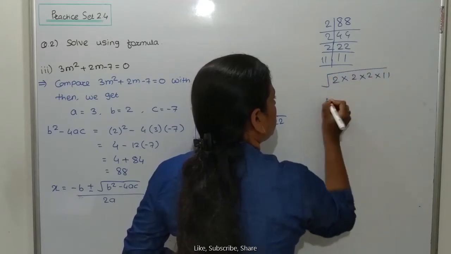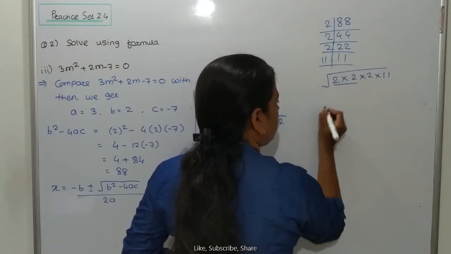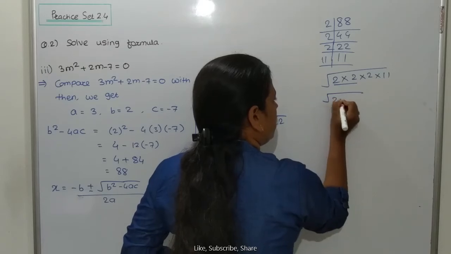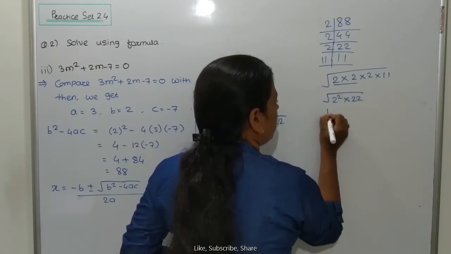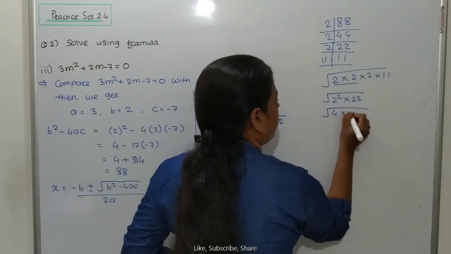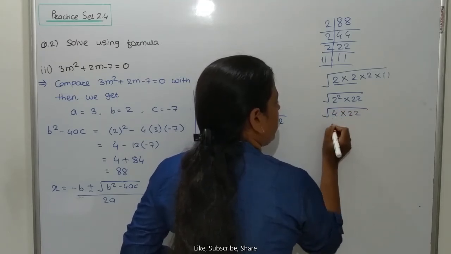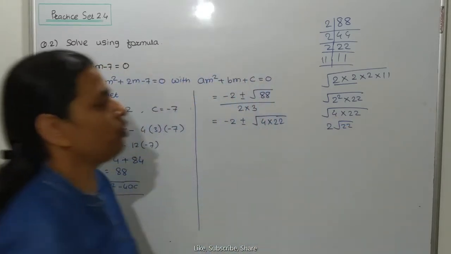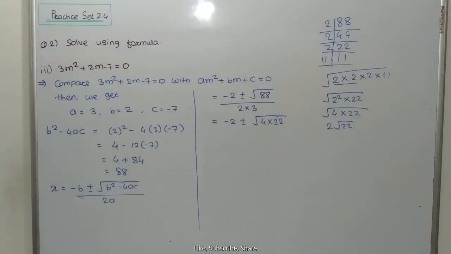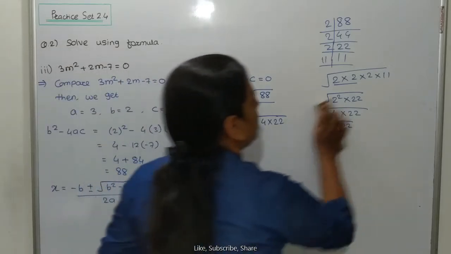And when we talk about the square root, we have to combine these two parts. That means we have to write down 2 square into 22. That means 2 square is 4 into 22. And separate the square root, then we have to get 2 root 22, because square root of 4 is 2. Clear? Then this way the factorization is done.